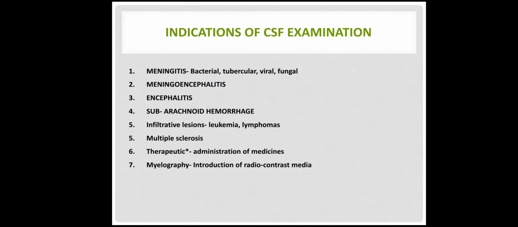Now next we come to the indications of CSF examination. So why do we do CSF examination? These are the indications. First is meningitis, which can be bacterial, tubercular, viral, fungal. Then meningoencephalitis, which is inflammation of both meninges as well as brain. Then third is encephalitis. Then subarachnoid hemorrhage, then infiltrative lesions like leukemia and lymphomas, and multiple sclerosis.